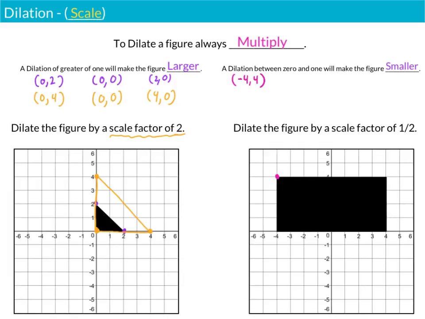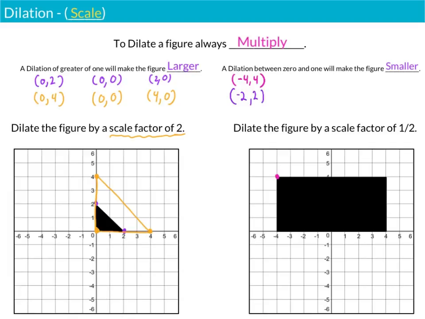Because remember, multiplying by a fraction is the same as dividing by the denominator. So again, if we had to multiply by 1/2, we could divide by 2. If we had to multiply by 1/3, we could divide by 3. If we're multiplying by 1/7, we could divide by 7. Either way is correct. So you can use your calculator if you like, multiply by that 0.5, or you can divide by 2. So I'm going to divide by 2. So -4 divided by 2 is -2. 4 divided by 2 is +2, and that's our first point.